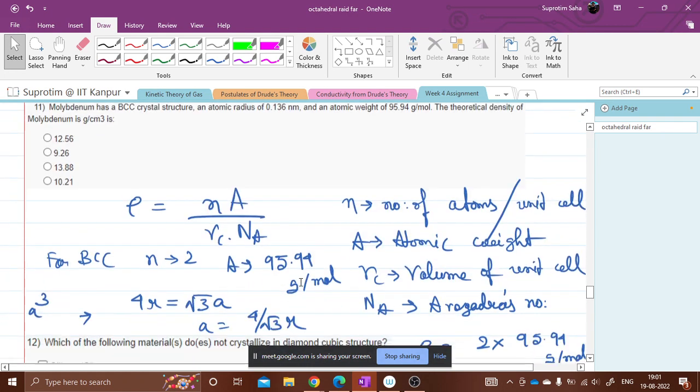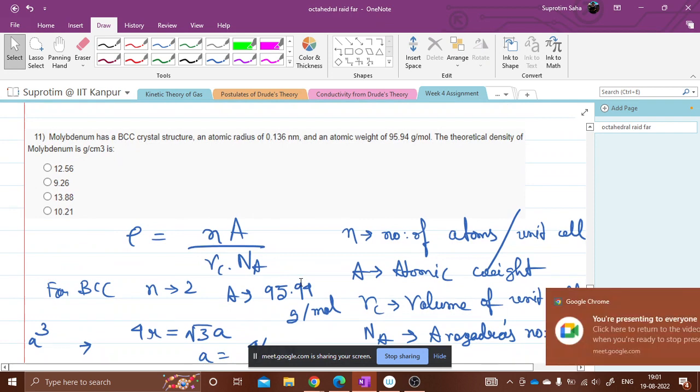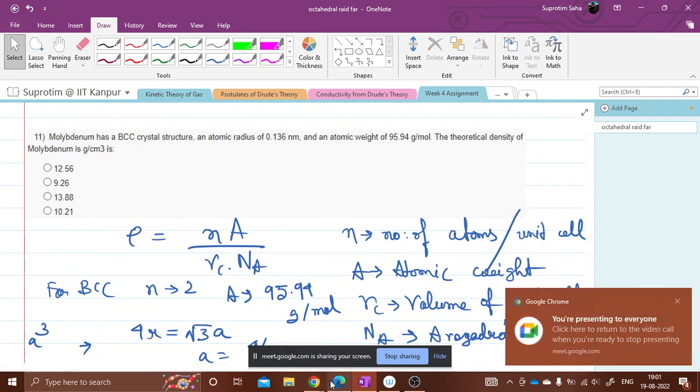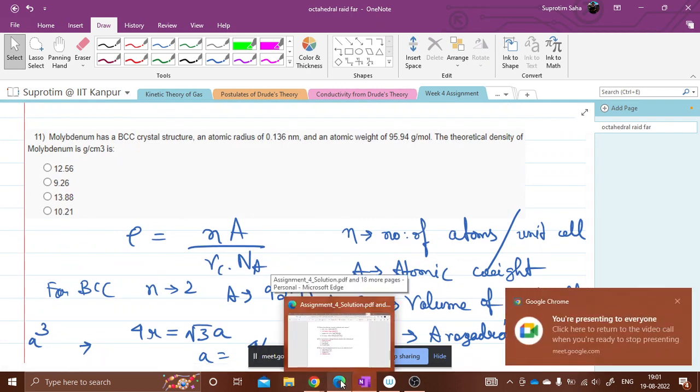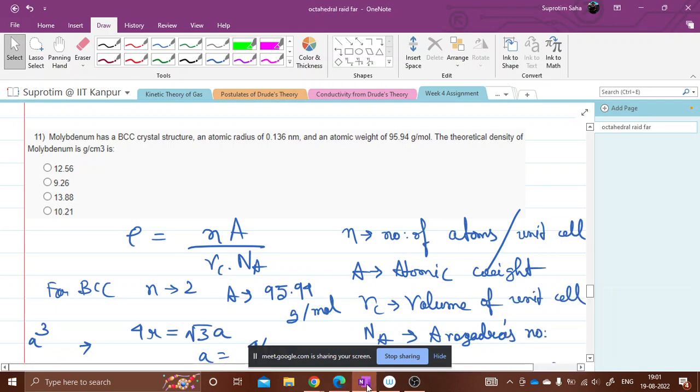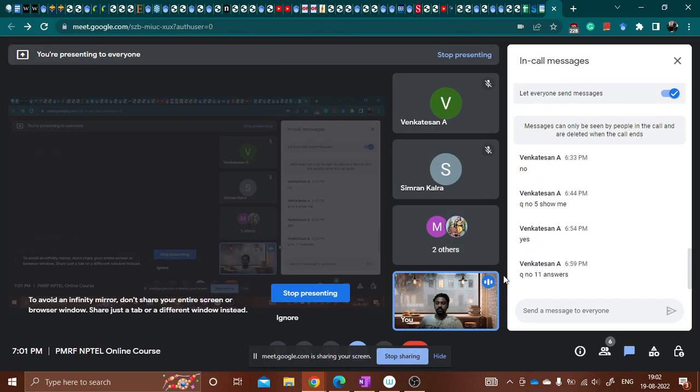Question number 11. No, Venkatesan, I'll not give you the answer because this is really simple. Please bear with me in understanding that I'll not give you the answer for that question. That is for you to calculate. I've done everything except the numerical calculation, so that will be for you people to calculate.